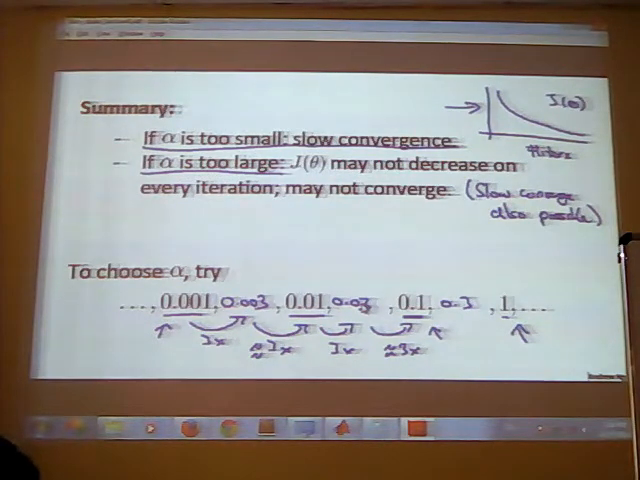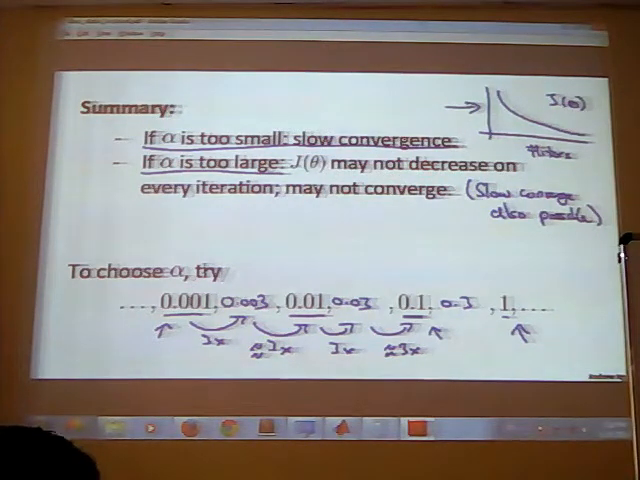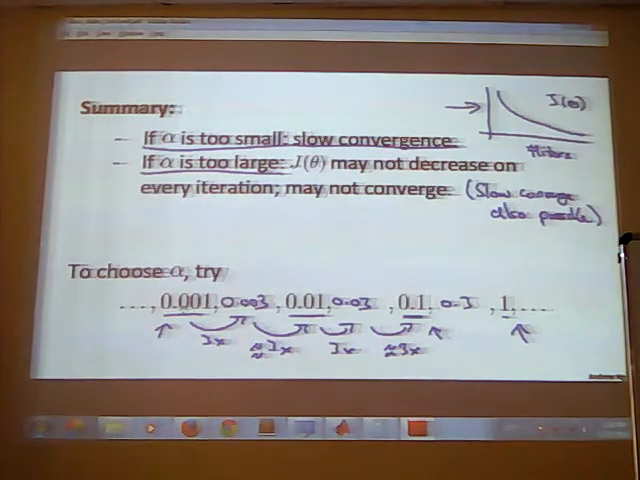So here's the overall summary. If alpha is too small, what will happen? Slow convergence. If alpha is too large, J of theta may not decrease or may even not converge. So what's the idea behind choosing the value of alpha? We can choose a value of alpha like 0.001 or 0.003 or 0.01. We can choose any value among these.